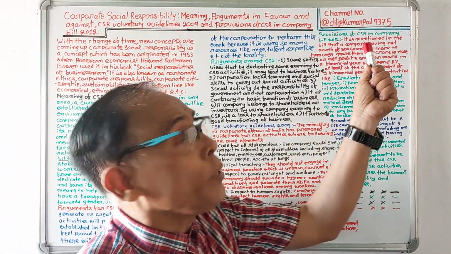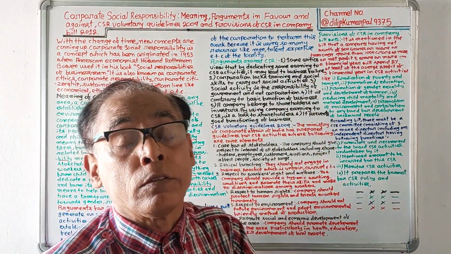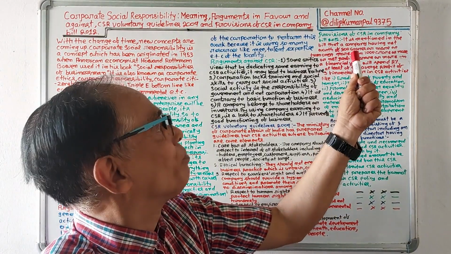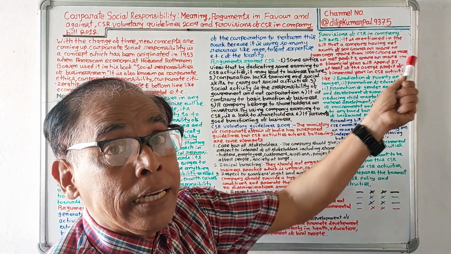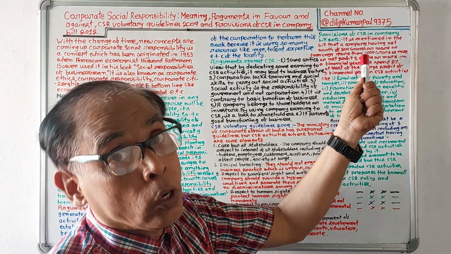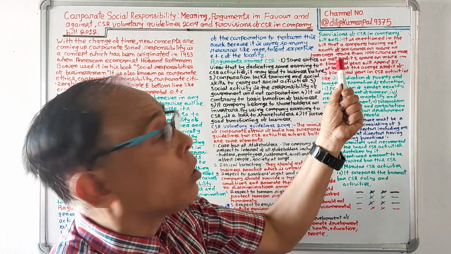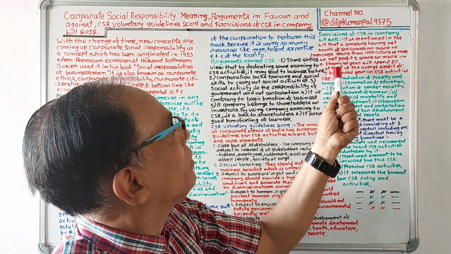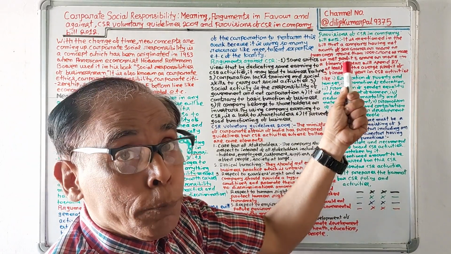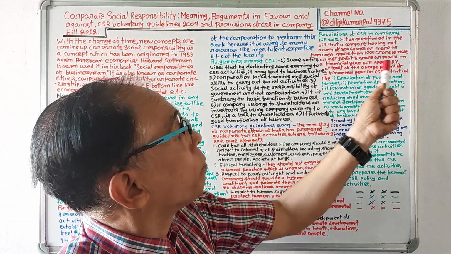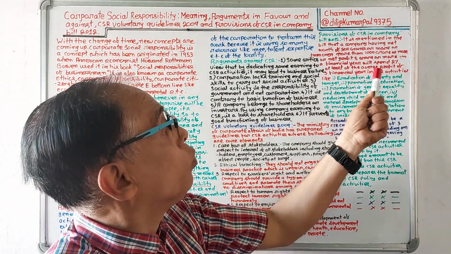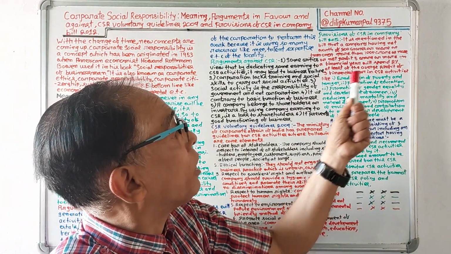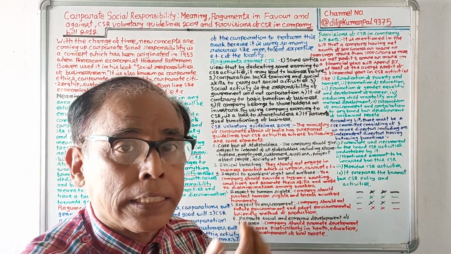Now discuss the provision of CSR in the Companies Bill 2012. It is mentioned in the bill that a company having a net worth of 500 crores or more, or turnover of 1000 crore or more, or net profit of 5 crore or more in a financial year will spend at least 2% of the average profit of 3 financial years in CSR activity.